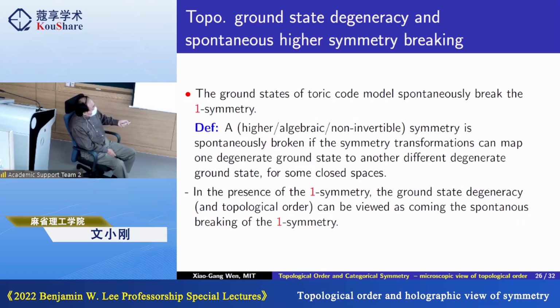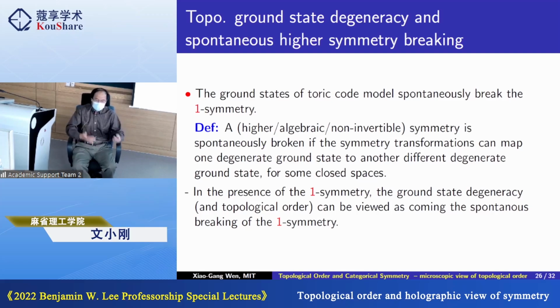And here I want to say that when you have a symmetry, what do you mean by spontaneous breaking of that symmetry? It really means that we have a ground state, and when you do a symmetry transformation, this transformation can map that ground state to a different ground state. That's a very simple way to understand what symmetry breaking really means.